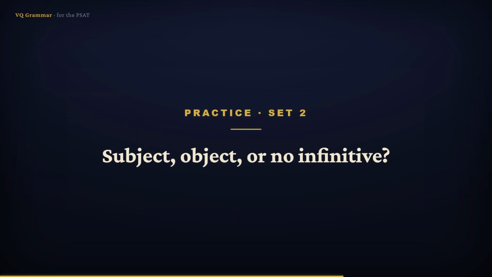3 more. Now decide how the infinitive phrase is used. Is it the subject of the sentence or the direct object of a verb? And watch out, because in one of these, the to is only a preposition, so there's no infinitive at all. Pause and try each one.